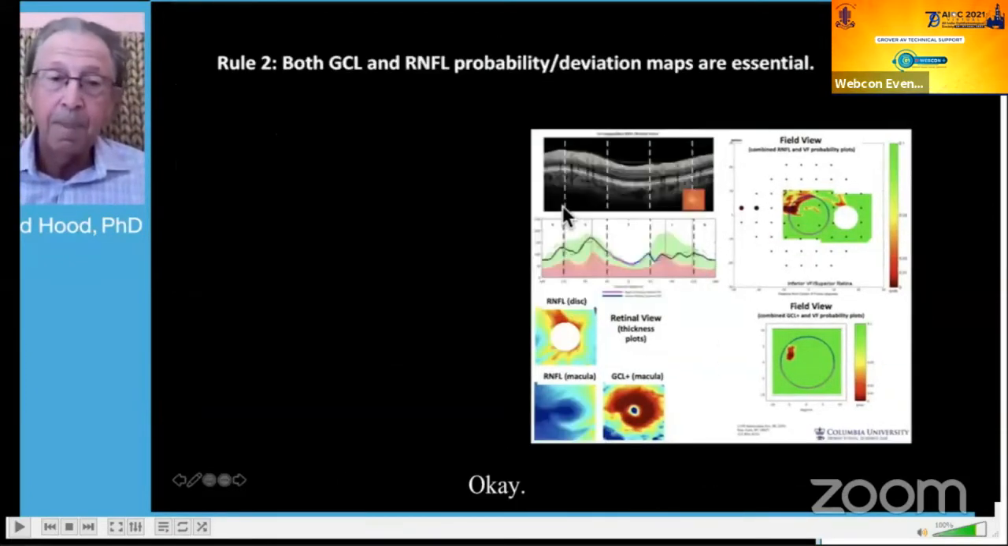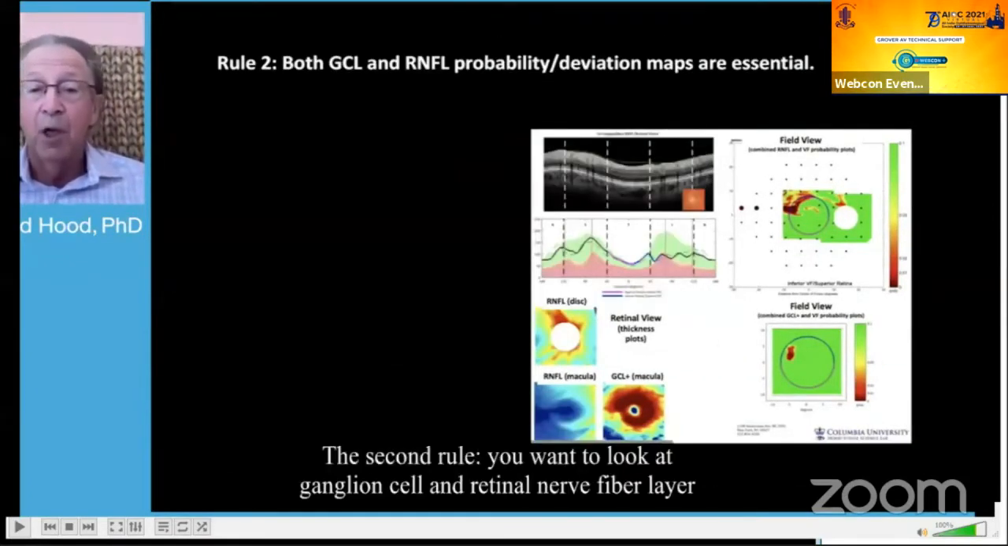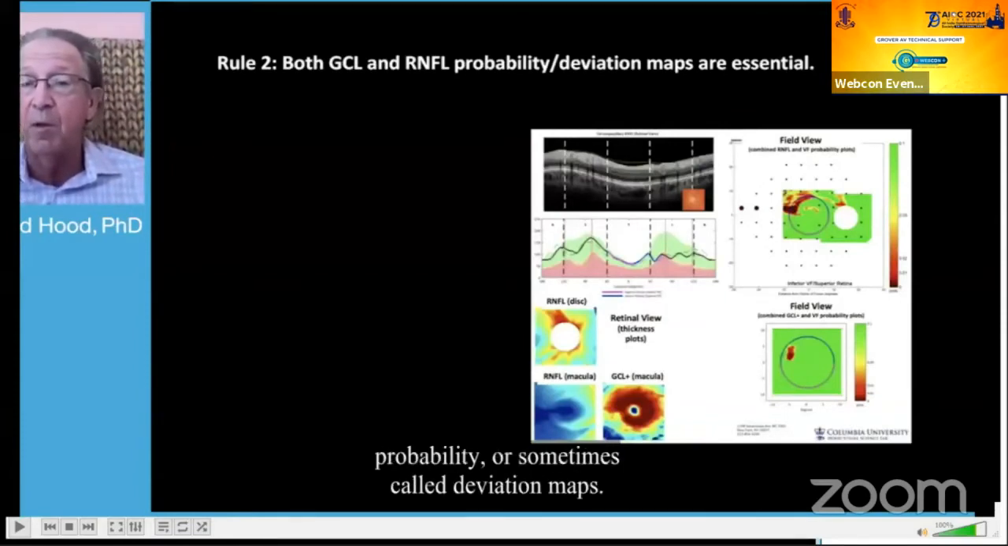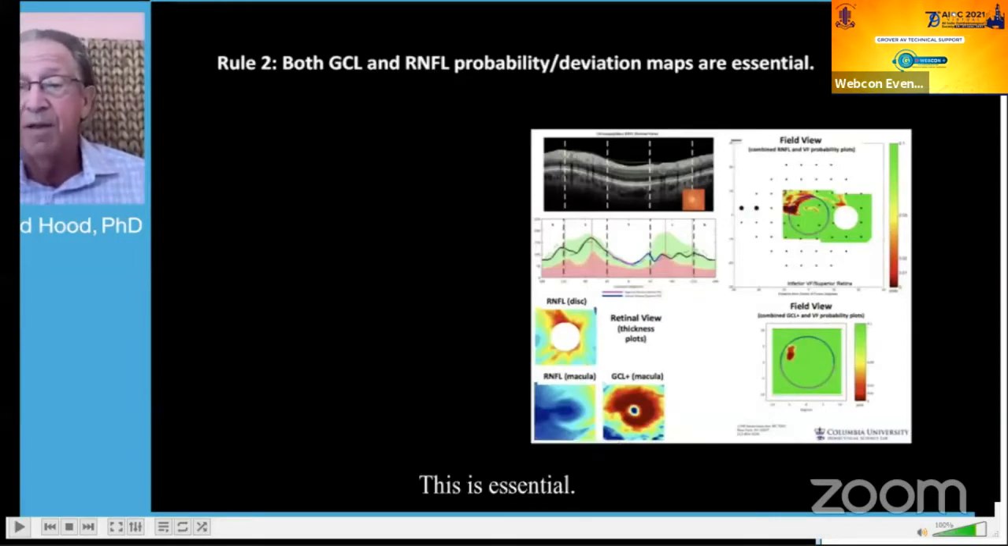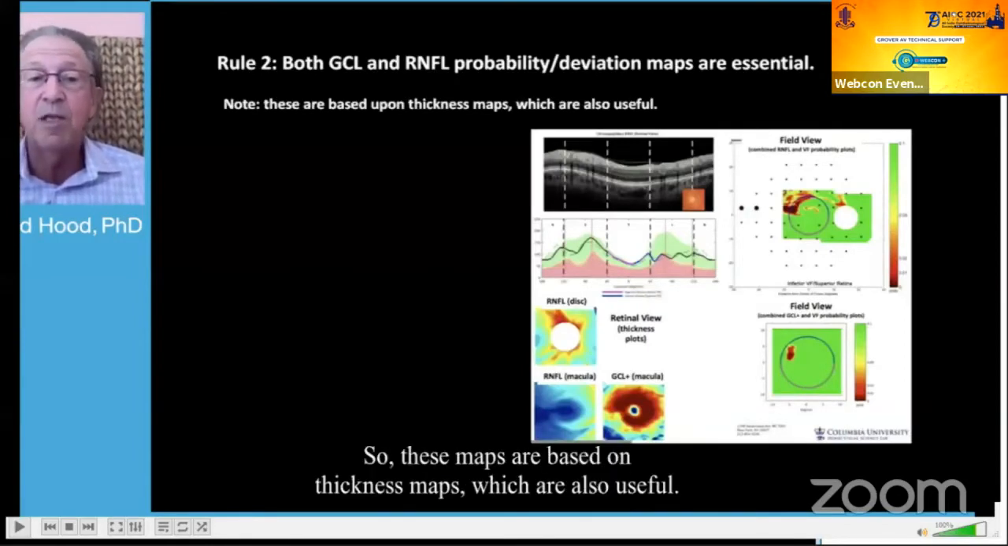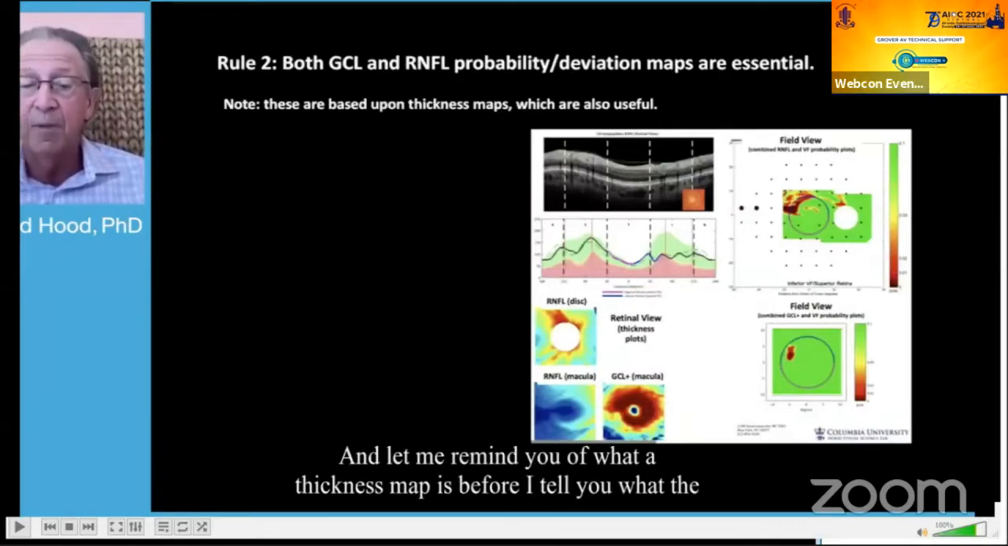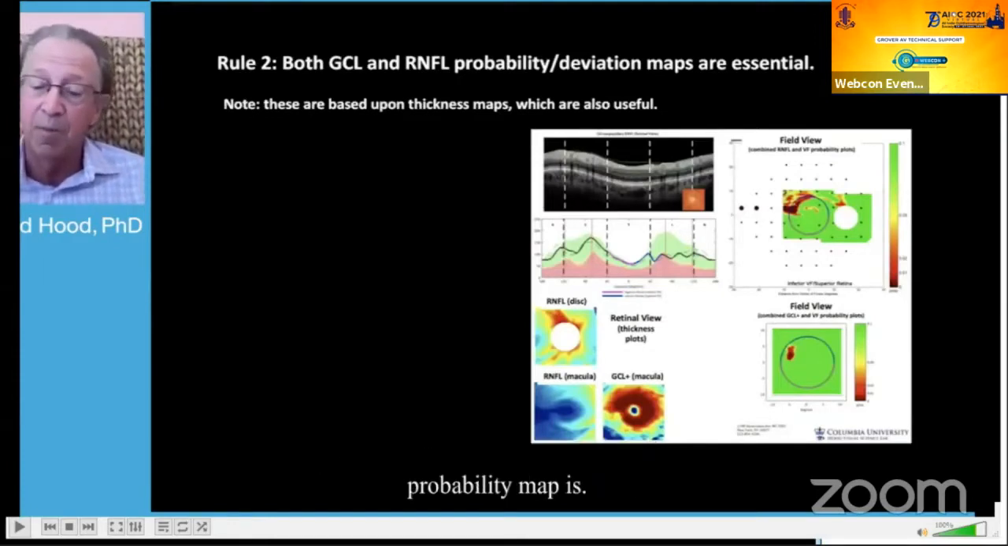Okay, the second rule. You want to look at ganglion cell and retinal nerve fiber layer probability, sometimes called deviation maps. This is essential. These maps are based on thickness maps, which are also useful. And let me remind you of what a thickness map is before I tell you what the probability map is.